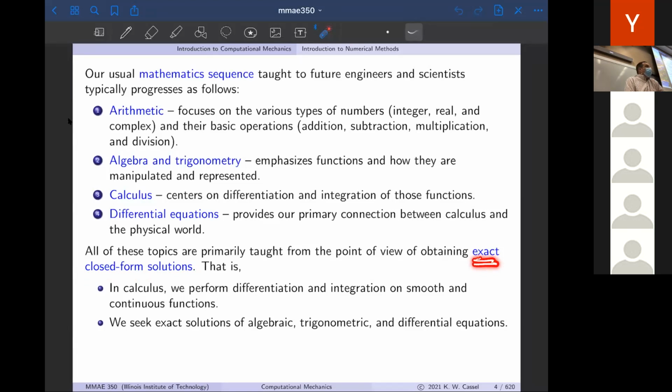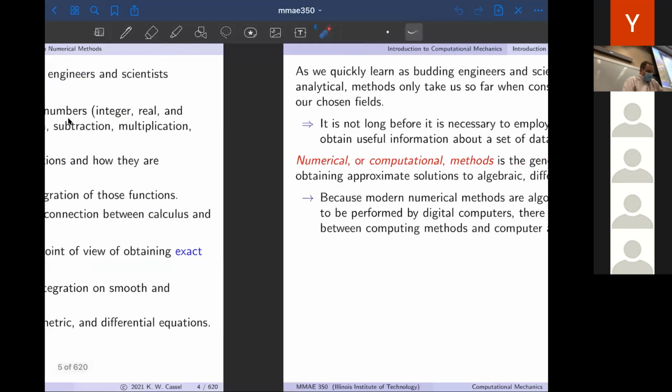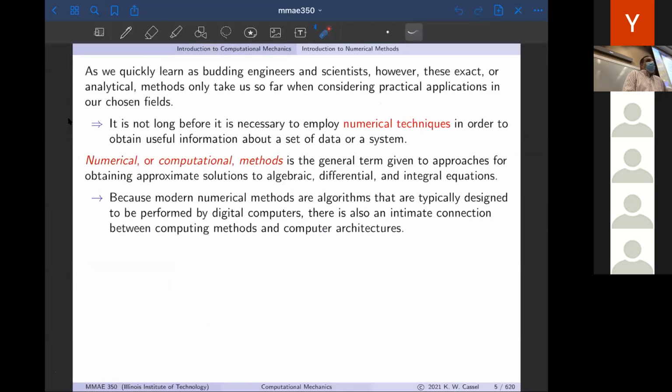So exact closed form. The derivative of x squared is 2 times x. It's an exact expression. No approximations have been used at all. So again, in calculus, we do the differentiation, we do the integration, we get nice, smooth, continuous results. And that was the case in algebra, trig, all the way through. But as we quickly learn as engineers, that only gets us so far. There are certain problems that can be solved that way, and we strategically choose the problems that we can solve in closed form or get exact solutions.